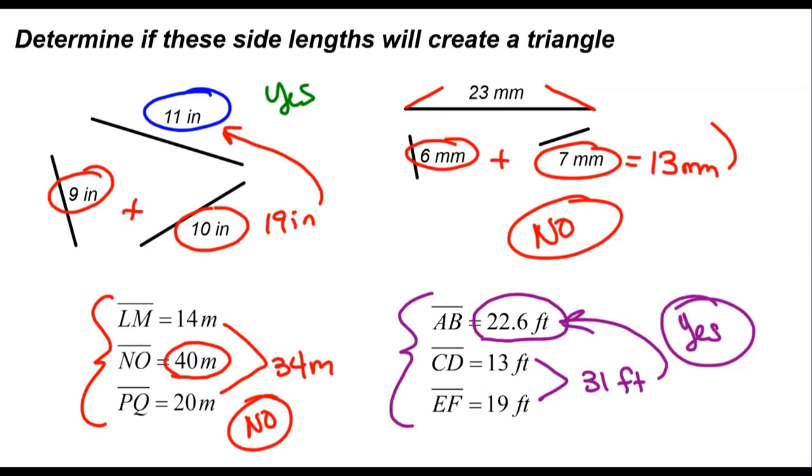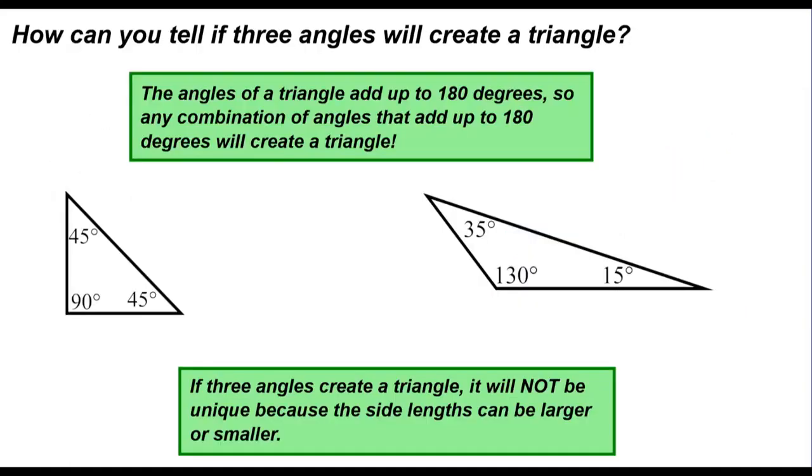So that's how you can tell from side lengths if you can create a triangle at all. How can you tell from angle measurements if you'll be able to create a triangle out of three given angle measurements? Well, the angles of a triangle we know add up to 180 degrees. So any combination of angles that add up to 180 degrees will create a triangle. Now remember, you have to have three angles, so I can't have a 90 and a 90 and create a triangle out of that because that's only two angles. So any three angles that add up to 180 degrees will create a triangle.